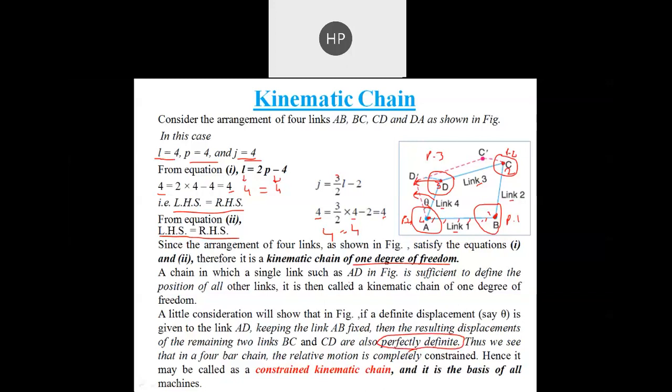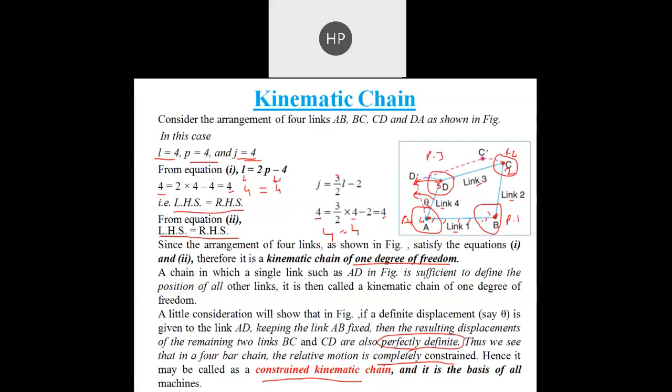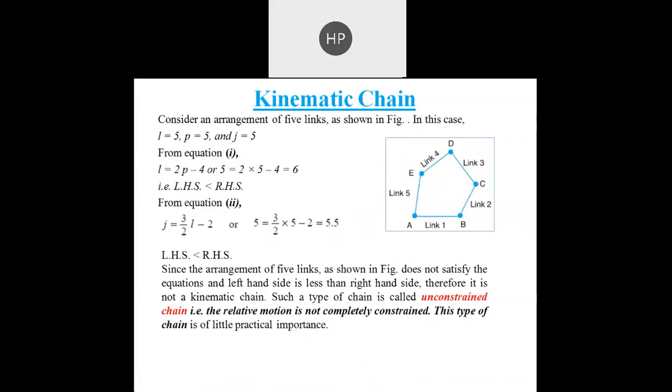Thus we see that in a 4 bar the relative motion is completely constrained, and hence it may be called a constrained kinematic chain. Here it is known as a locked chain, here it is termed as a constrained kinematic chain, and in all the machines we use this kind of 4 bar mechanism. Then we have another example.